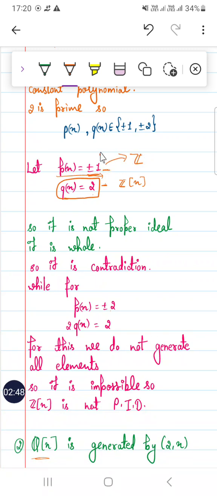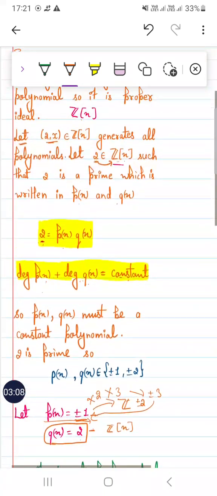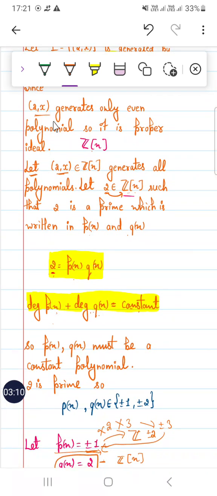If we take 2 times 2, it will become plus or minus 2. If we take 3 times 3, it will become plus or minus 3. All elements belong to the ideal generated by plus or minus 1, so it will not make a proper ideal, it will make the whole ring. So this contradicts the fact that <2, x> is a proper ideal.